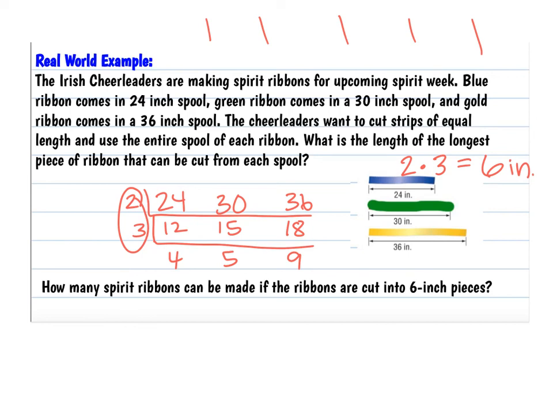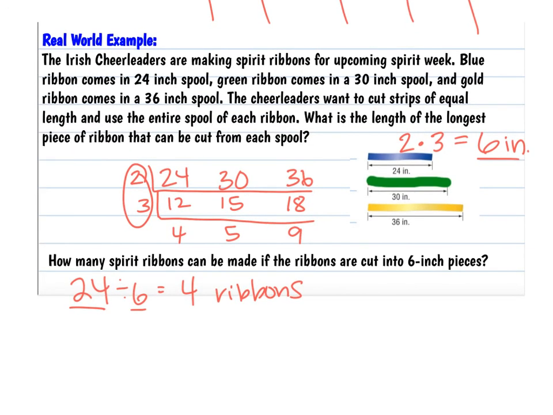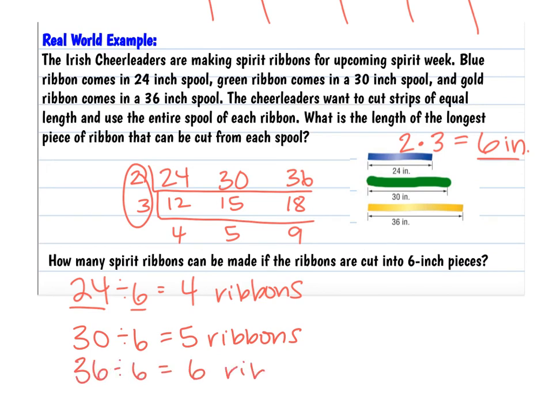Now, how many spirit ribbons can be made if the ribbons are cut into 6-inch pieces? Well, from the blue, the 24 inches, we would be able to make 4 ribbons. So I'm just taking the amount of ribbon and I'm dividing it by what we just found if they're going to cut it into 6-inch pieces. The 30 inches divided by the 6-inch pieces, we would be able to get 5 ribbons. And for the gold, the 36 inches divided by 6 would be 6 ribbons.